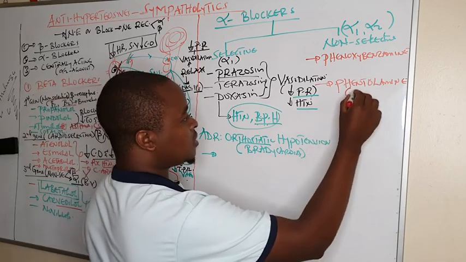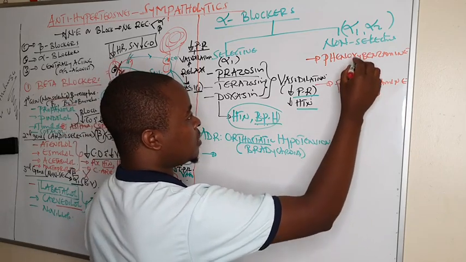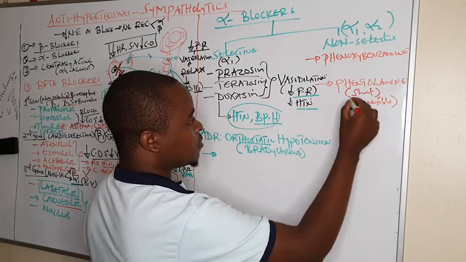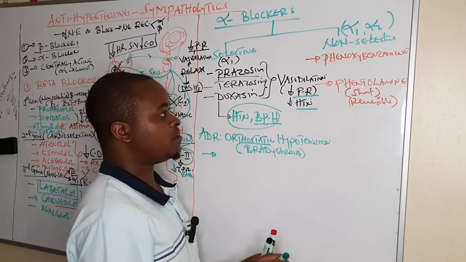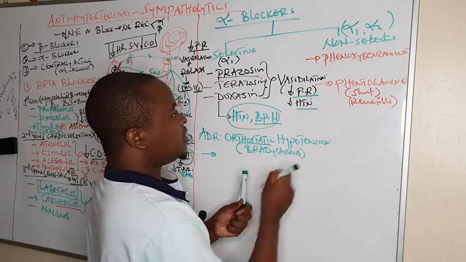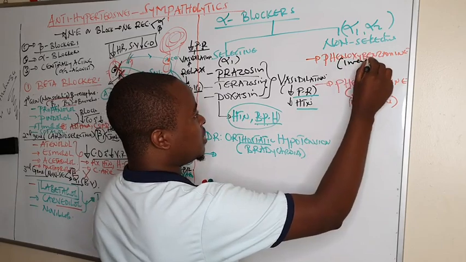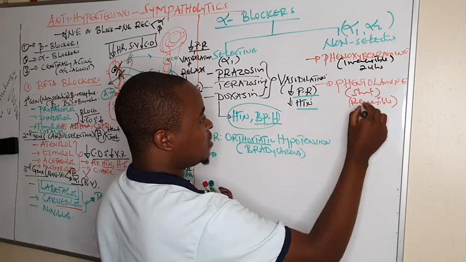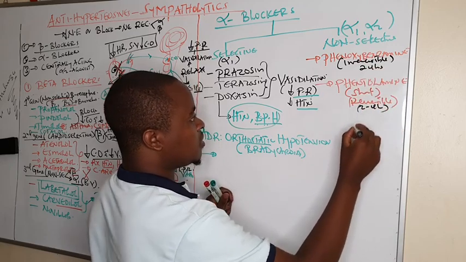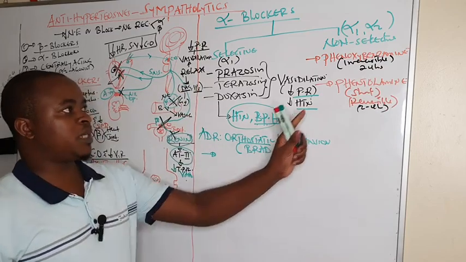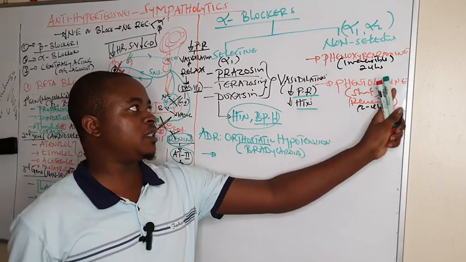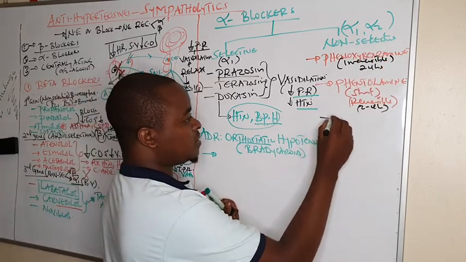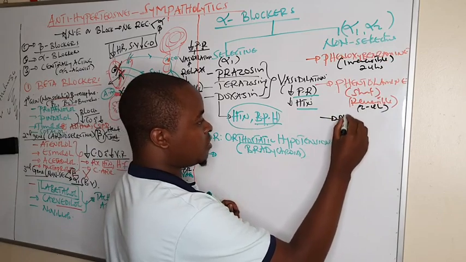Phentolamine is short-acting and it is reversible, whereas phenoxybenzamine is irreversible. It has a longer duration of action, 24 hours. This one is 2 to 4 hours. So phenoxybenzamine and phentolamine, being non-selective, are indicated in the treatment of pheochromocytoma.